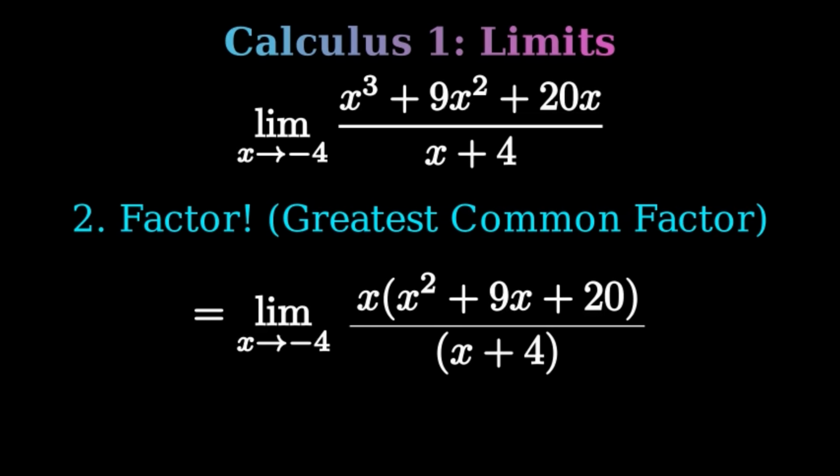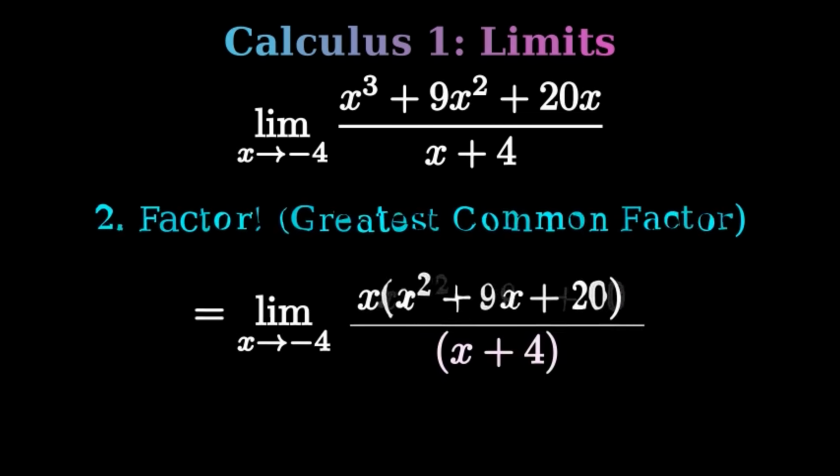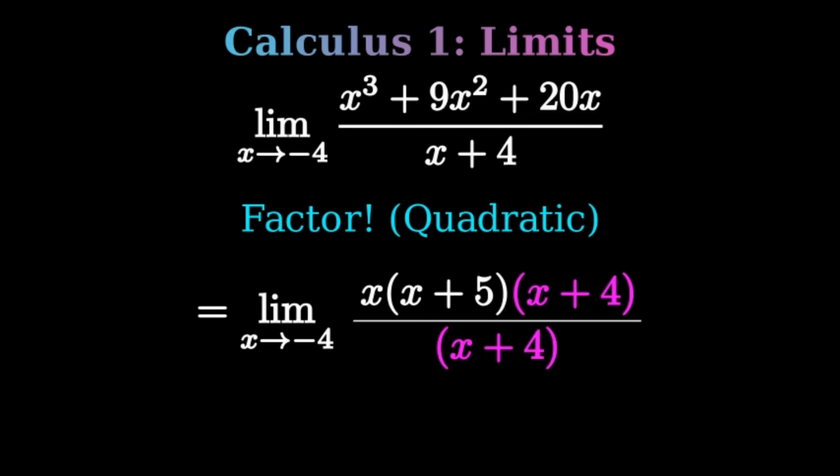But I'm still looking at that numerator. Well, that's a trinomial. A equals 1. I could factor that, right? So we can keep going. So it's now the limit as x approaches -4 of x times (x + 5) times (x + 4) over (x + 4). You see what those things in purple are going to do? Let's go ahead and do it.